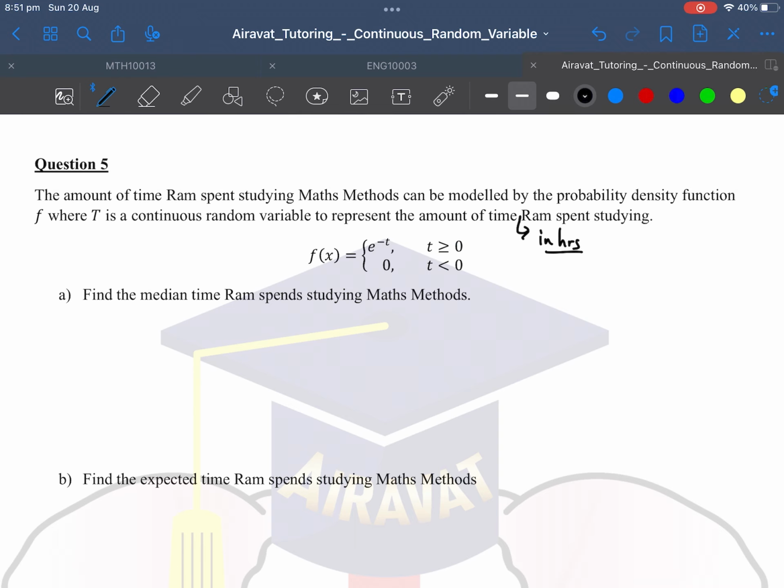Okay, no problem. So for median time, again, what's our integral? It's going to be from our lower terminal to upper one. Now what's our lower terminal over here? It's just going to be 0, and upper one is going to be M. So it's going to be the integral of f of t dt equals 0.5. Let's use CAS to solve this.